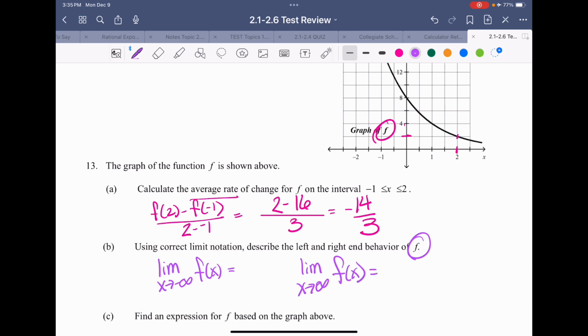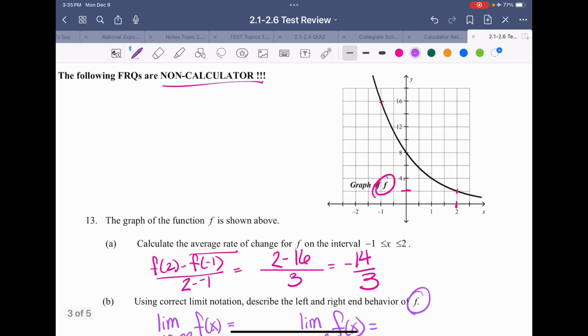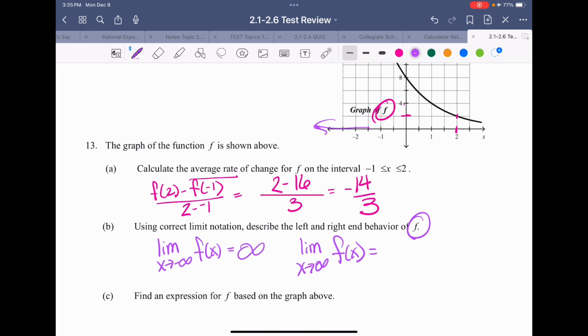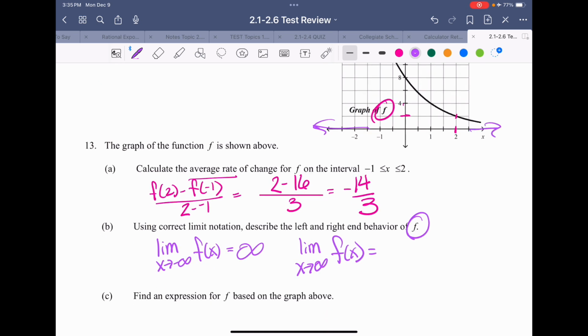And so we're going to negative infinity. As x approaches negative infinity, y is approaching infinity, and as x approaches infinity, y is approaching 0.